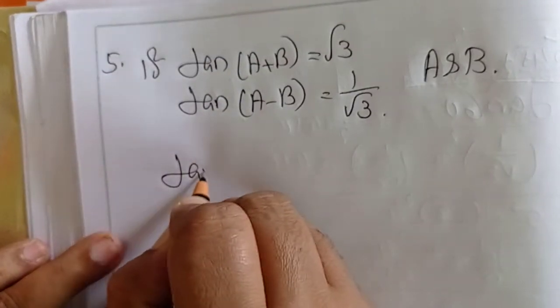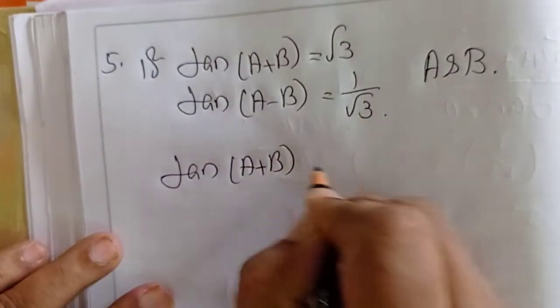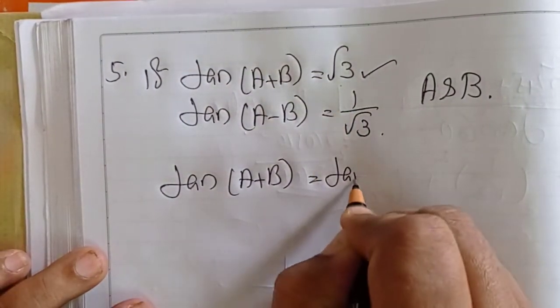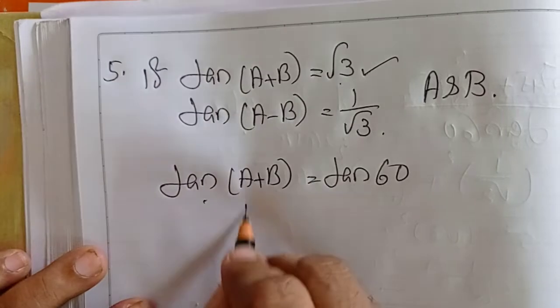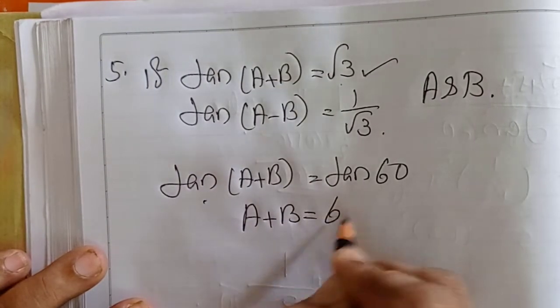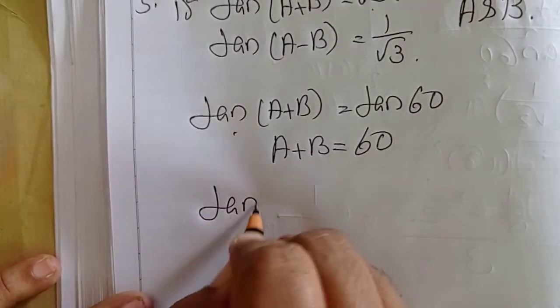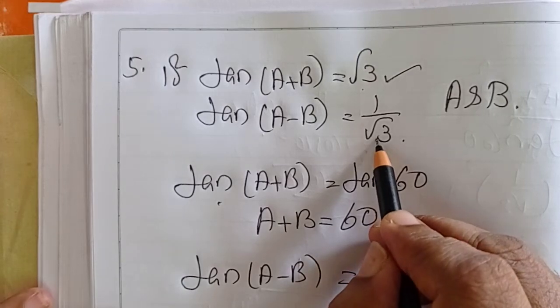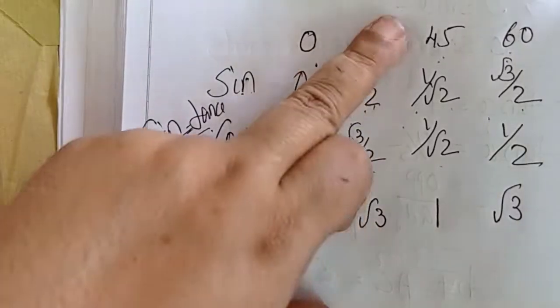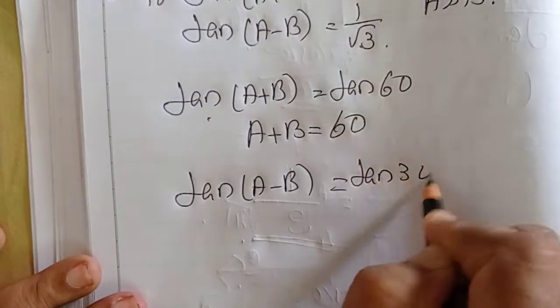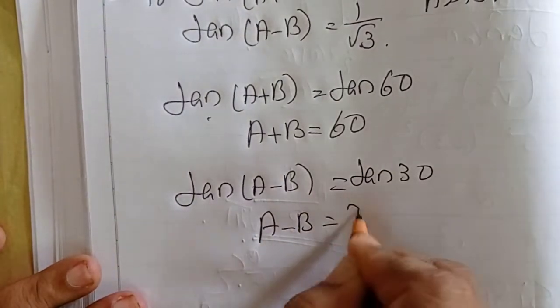Then tan(A + B) = root 3 means tan of which angle is root 3? Yes, tan 60. Therefore, equating, you will get A + B = 60. Okay, then what about tan(A - B) = 1 by root 3? Tan of which angle is 1 by root 3? Yes, 30. Therefore, you can write tan 30, that implies A - B = 30.